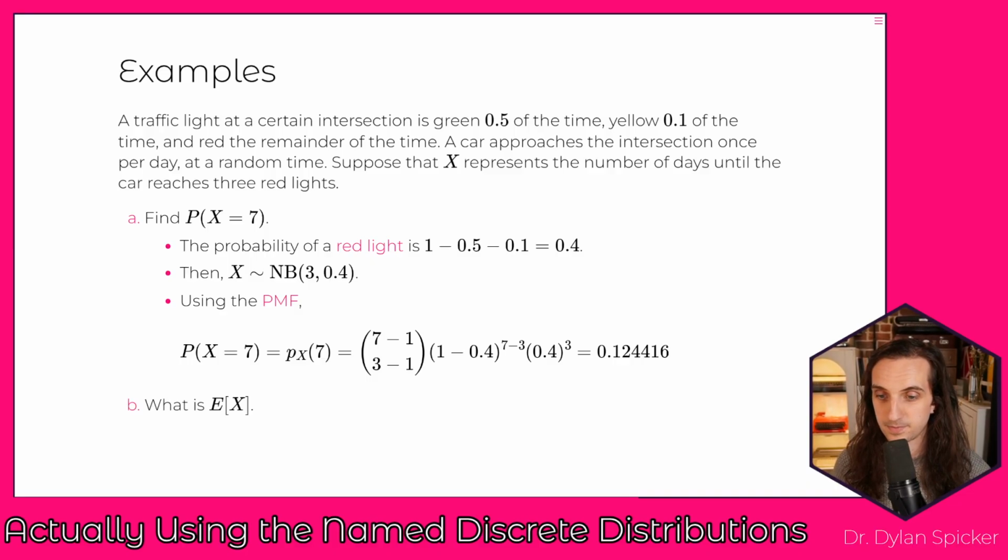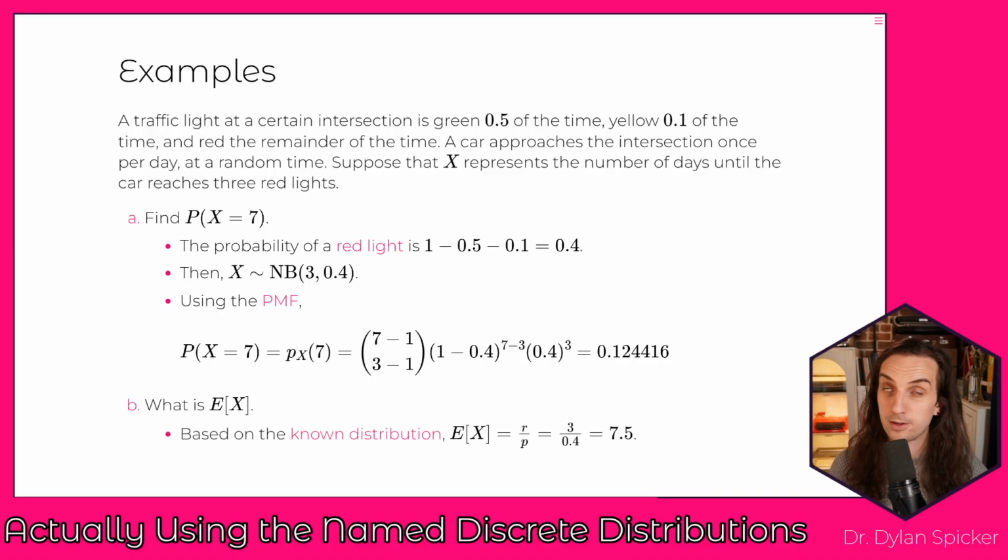Now, what is the expected value of X? So how many days should the car expect to pass this light before it has seen its third red light? The expected value in the case of the negative binomial is going to be R divided by P. So that's the number of successes we're looking for divided by the probability of success. In that case, that's 3 divided by 0.4, which happens to be 7.5. And so you should expect 7.5 days until you've seen the third red light.